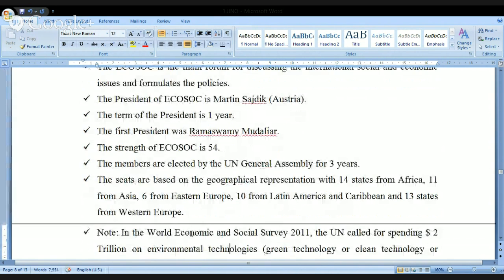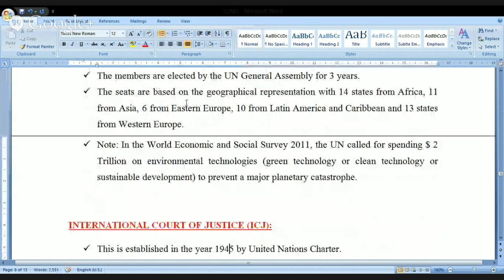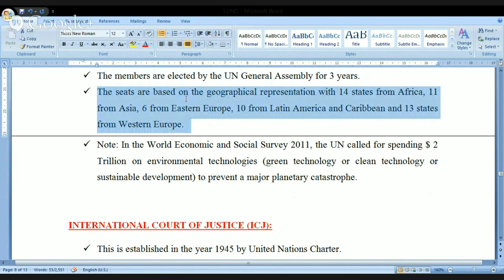And look at this. The members are elected by General Assembly for a period of 3 years. Meaning every country is not a member in the ECOSOC. Right now we have 54 countries, and those countries' term is 3 years. Just for your information, don't worry too much about this one here.